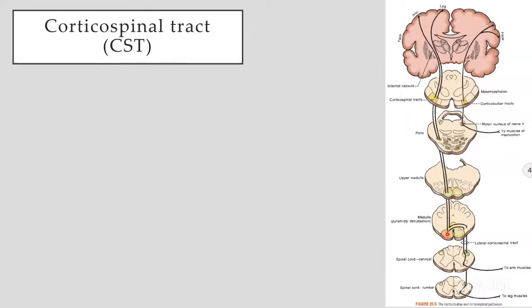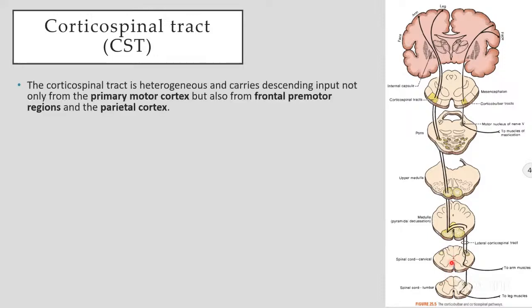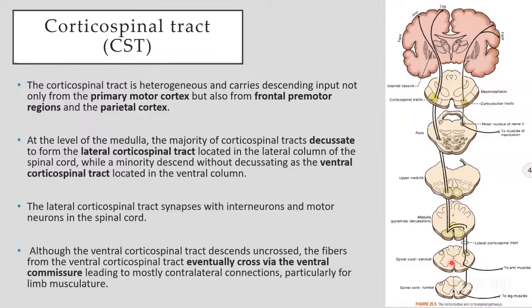And at the level of the pyramids, there is a decussation. The fibers from the right hemisphere cross over and go to the left side of the spinal cord to form the lateral corticospinal tract. 90% of the fibers decussate, forming the lateral corticospinal tract. Only around 10% remain on the same side, which form the anterior corticospinal tract. Although, the fibers which have not crossed over will then cross over at the level of the ventral commissure of the spinal cord. They synapse with the interneurons and the motor neurons of the spinal cord.